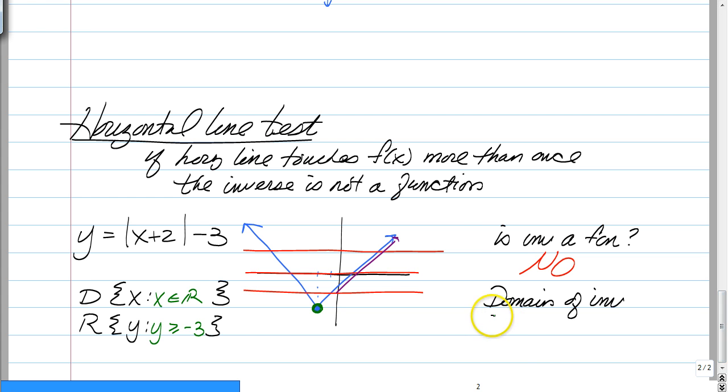So what is our domain? Well, our domain, x is greater than or equal to negative 3. And our range, y, is equal to all real numbers. And that's what the inverse would be, because all we have to do again is switch, or I'm sorry, all I asked for was the domain. All we have to do is switch and find out what it's going to be. But the range would be all real numbers.